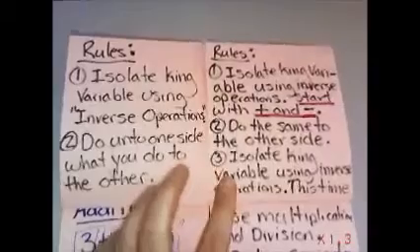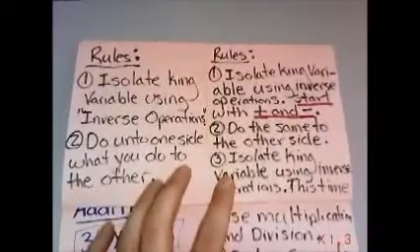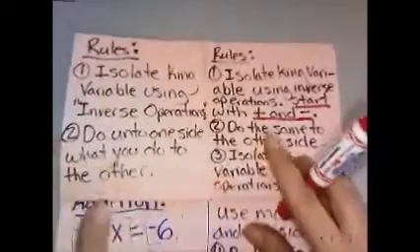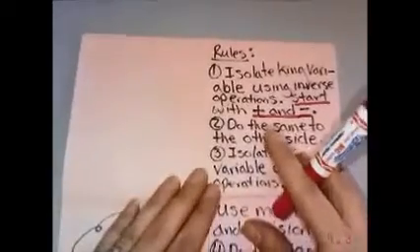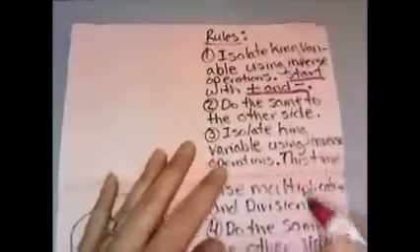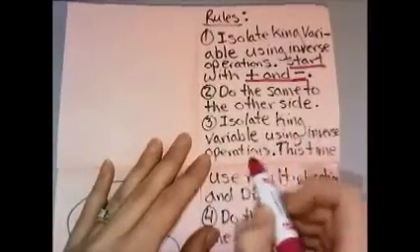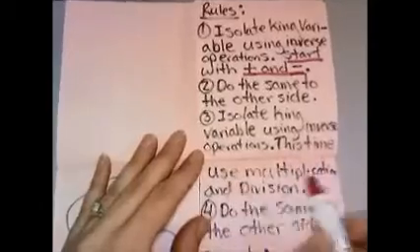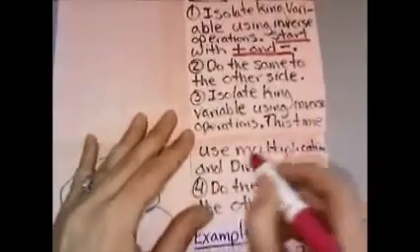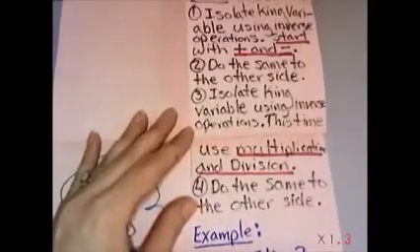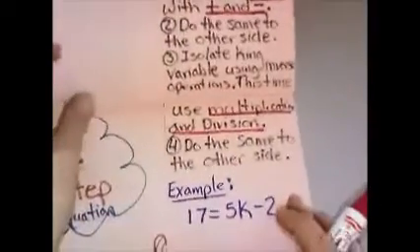Okay, rule number 3 in a two-step equation. There is no rule number 3 in a one-step equation, so this is where I'm going to close this side up, and we're going to pay attention over here. Rule number 3 is isolate king variable using inverse operations. This time, use multiplication and division. And then the last rule is to do the same to the other side.